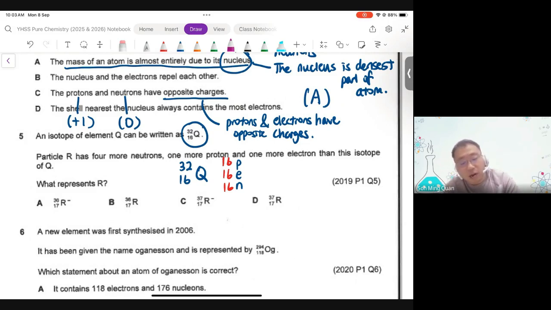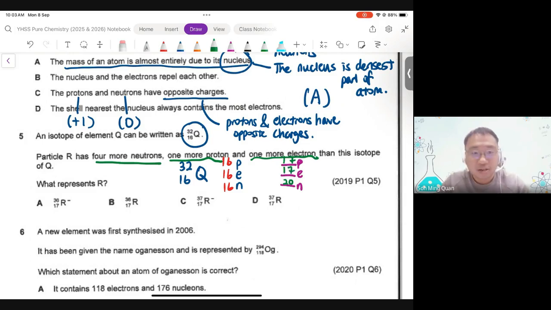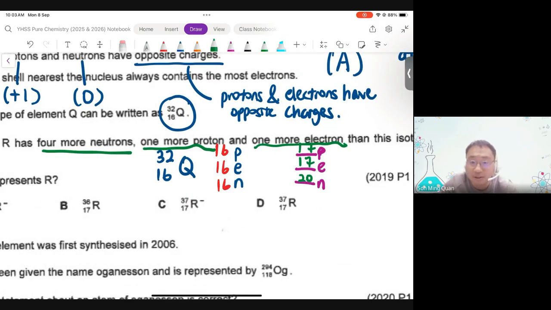Now, we're going to work out what is the new one. Proton, electron, neutron. So use the information to help us. First, it has 4 more neutron. 4 more neutron means 20 neutron. 16 plus 4 equals 20. It has 1 more proton, meaning 16 plus 1 equals 17. 1 more electron, 16 plus 1, 17. So it's 17, 17, 20.